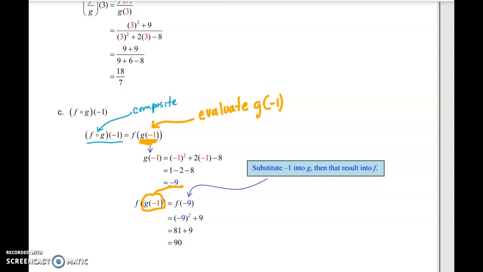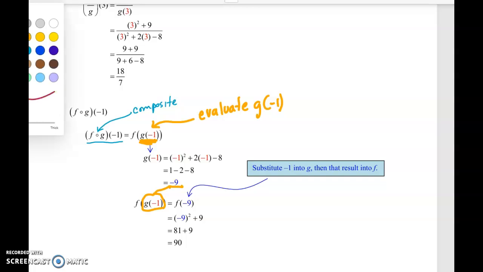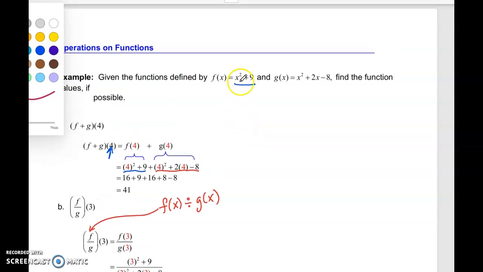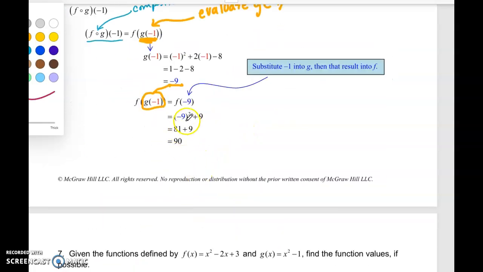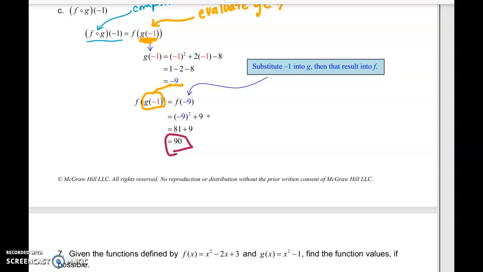So evaluating f at -9, now I'm going to go to function f. Function f, if I scroll back up, is x squared plus 9. So I'll take -9, square it, plus 9. Remember, when you square a negative value, it becomes positive. 81 plus 9 is 90. So my overall answer would be 90.